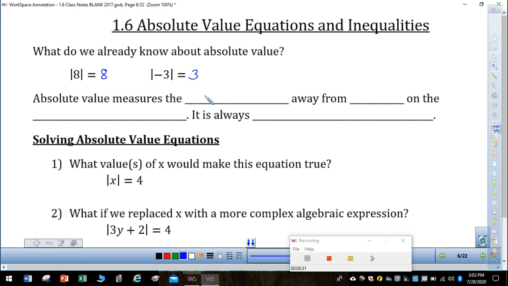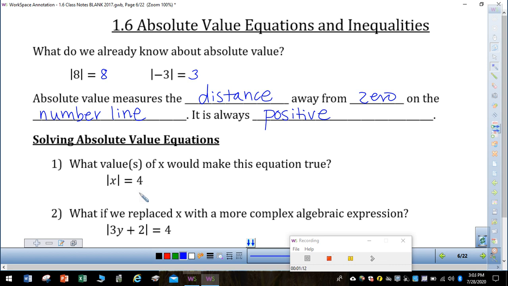So the reason it's always positive is because absolute value measures the distance that the number is away from 0 on the number line. And so anytime in math when we are talking about a distance, it's always going to be a positive measure. So in thinking about solving absolute value equations, we're going to start with a very simple equation. It is that the absolute value of x is equal to 4.